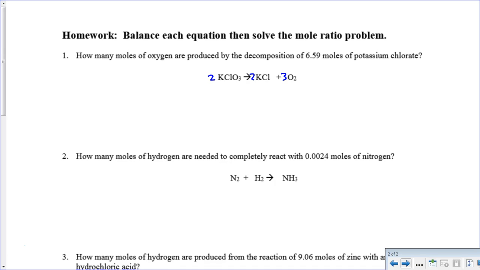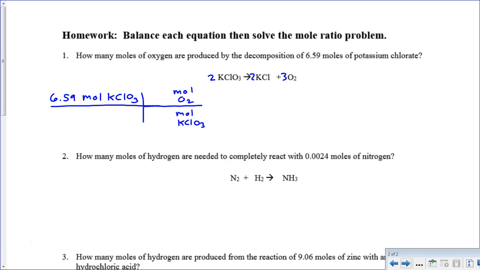This first one says how many moles of oxygen are produced if you have the decomposition of 6.59 moles of potassium chlorate. So we're starting with 6.59 moles of potassium chlorate. That's that KClO3. Then we're going to try and get out of moles of potassium chlorate and into moles of oxygen.